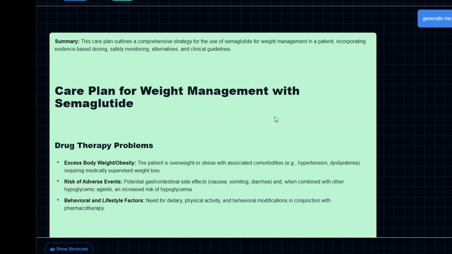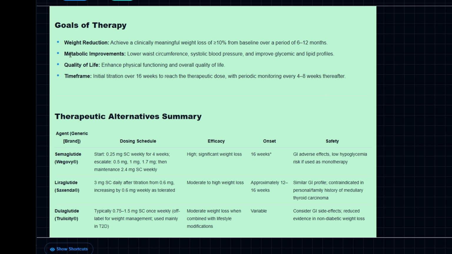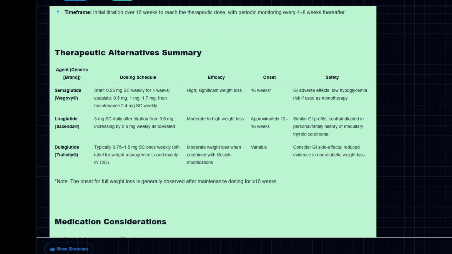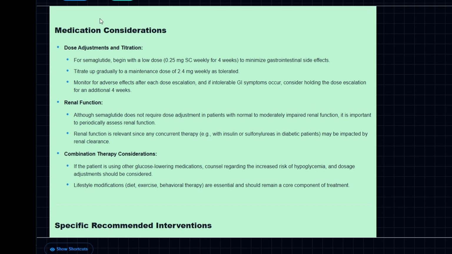So if we just scroll back to the top, it says care plan for weight management with semaglutide, listing out the drug therapy problems, goals of therapy, therapeutic alternatives, including how it's dosed, its effectiveness, how quickly it works, as well as any safety parameters. It also includes any specific medication considerations, for example, renal function, if that was provided in the context.